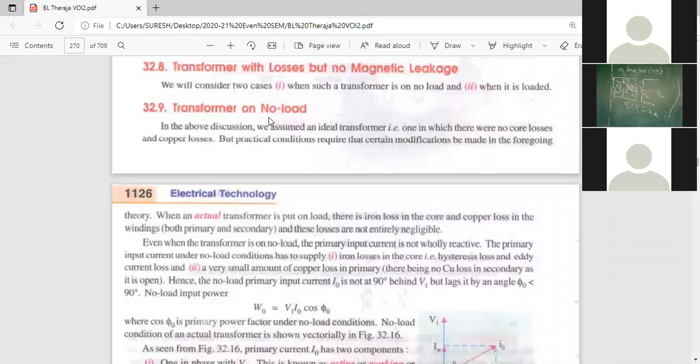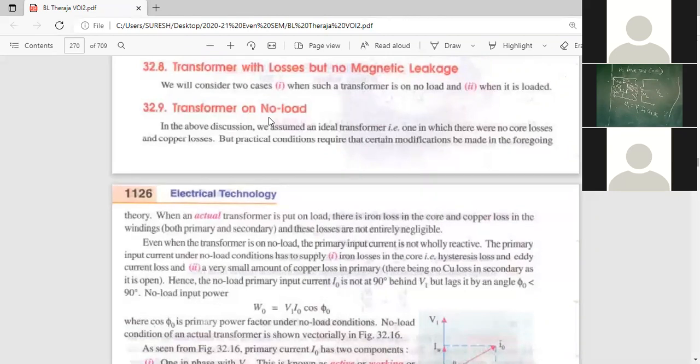If you switch off the loads, it is not drawing any load current. Now come to the transformer. Similarly, the load current is zero, but a very small amount of current, 0.1 ampere or 0.2 ampere, which is negligible compared to the rated current, is flowing in your core.